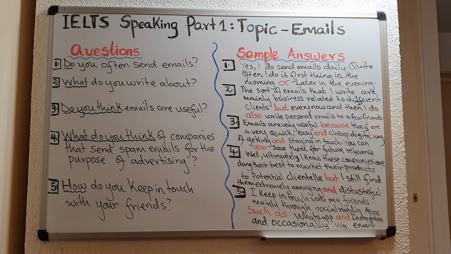So in that answer, I have identified a number of ways through which I keep in touch with my friends. That is through social media apps such as WhatsApp and Instagram. But I also pointed out to the examiner that I keep in touch with my friends occasionally. Occasionally means every now and then via email. So I send them email messages. But mainly, I use WhatsApp and Instagram. Okay? Now, that entire sentence is also a complex sentence.